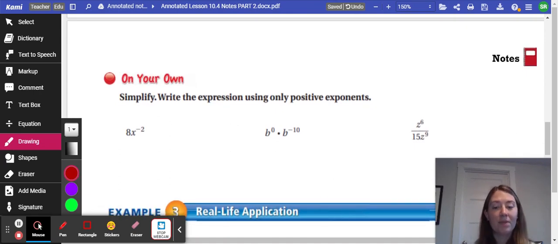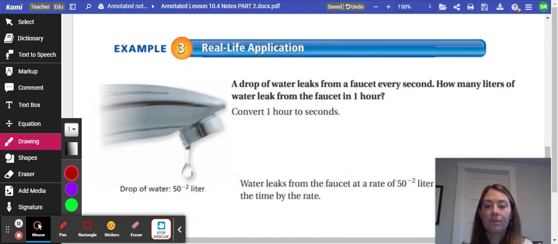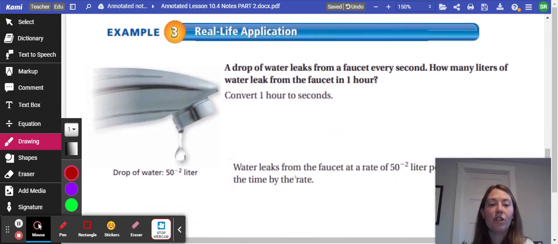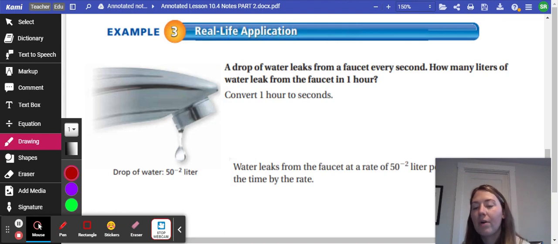Again, you're going to try a few problems on your own. And now we're going to jump right into our real life application problem. So the problem says a drop of water leaks from a faucet every second. How many liters of water leak from the faucet in 1 hour? Okay, and it says a drop of water is 50 to the power of -2 liters.